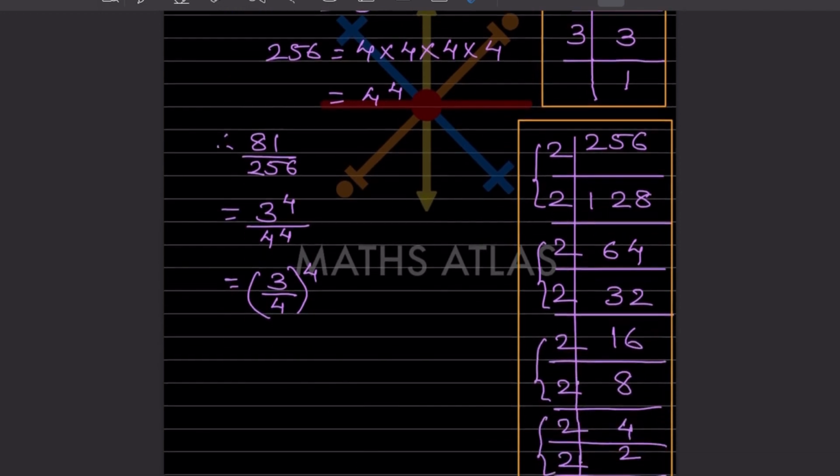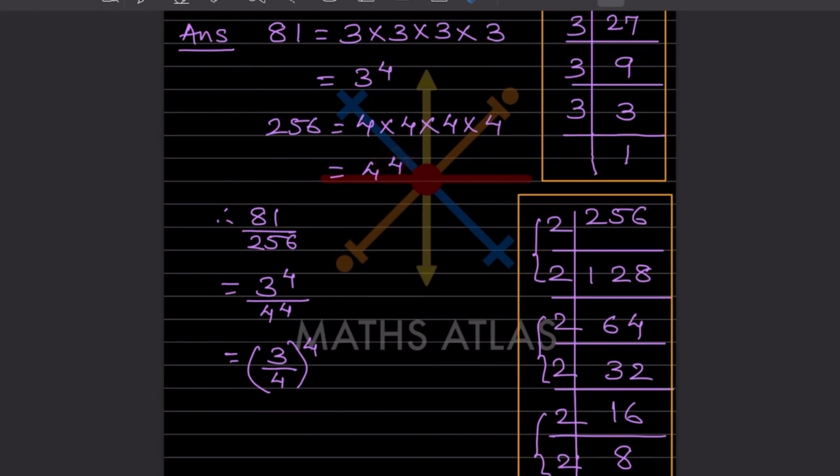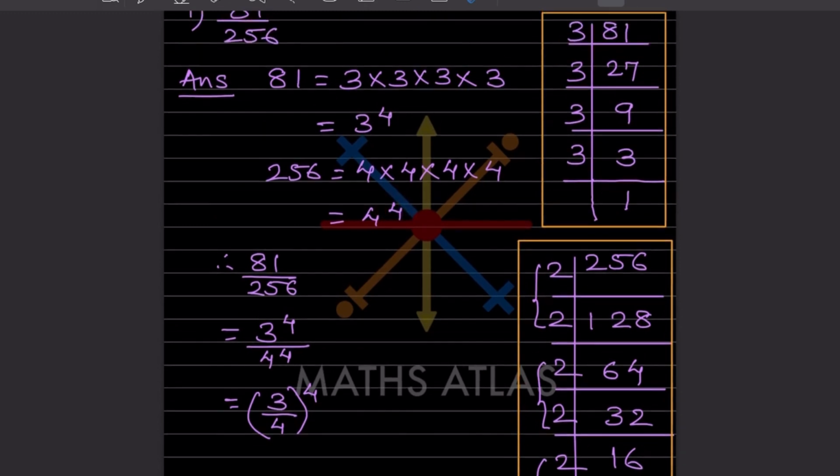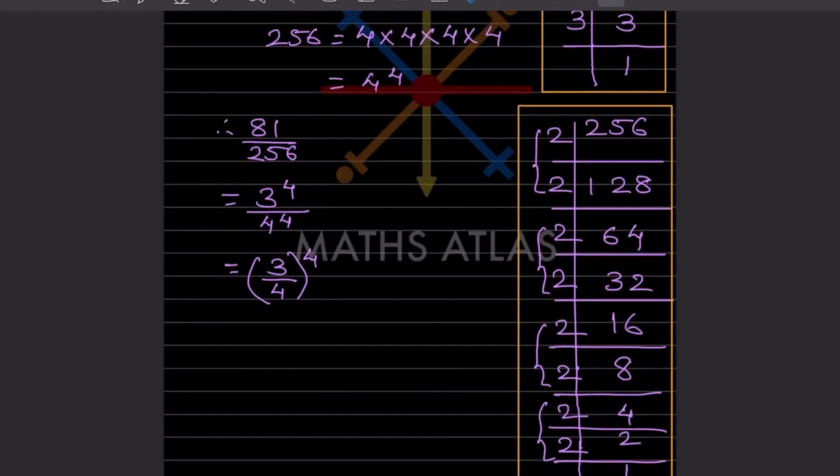So what did I do? I made groups. I took 1, 2, 3 and 4. So now 4 groups. So what happens here? Two 2's are 4, 4, 4, 4. This became 4. So here it is 4 to the power 4. So now for 81 we got 3 to the power 4, and for 256 we got 4 to the power 4. So what are you going to do? You will write this 3 by 4, and this power 4 is common for both of them. So you will write this outside the bracket. Hope you got it. So this is in the exponential form.